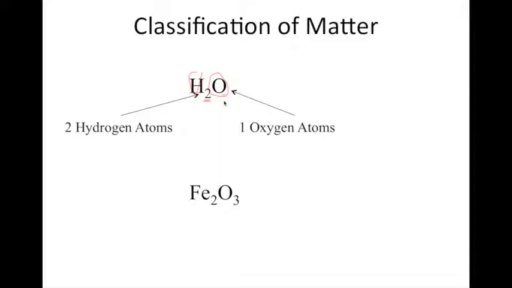Let's look at one other example. Fe2O3. Iron oxide is the name of this compound, and this is what we would consider rust. Rust, or iron oxide, is composed of two iron atoms. Fe is the elemental symbol for iron. And we have two of those that are chemically bonded to three oxygen atoms. And so iron oxide is what we call a compound. It has very different chemical properties and physical properties than either iron or oxygen by itself.